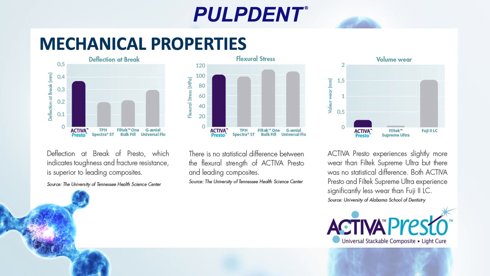Mechanical properties, we've mentioned some of the properties in regard to ACTIVA Bioactive Restorative, but ACTIVA Presto, compared with several of the other composites out there, has a high deflection at break. In other words, because of the rubberized urethane resin component, it's not as brittle. Flexural stress is no statistical difference, and volume wear, you can see the amount of wear is certainly a lot less, as we mentioned, than glass ionomer.